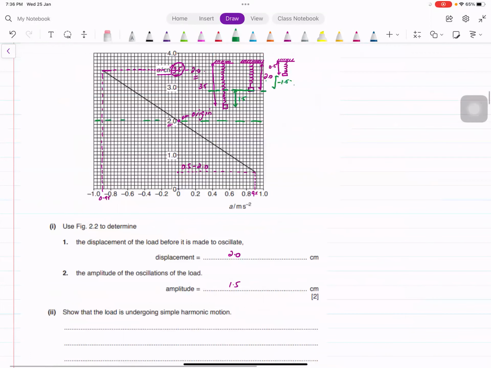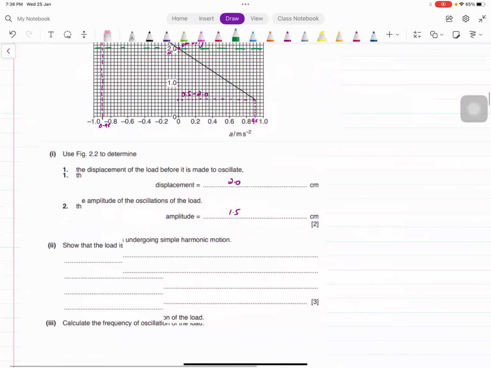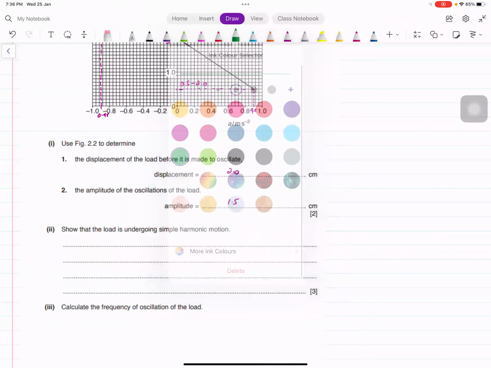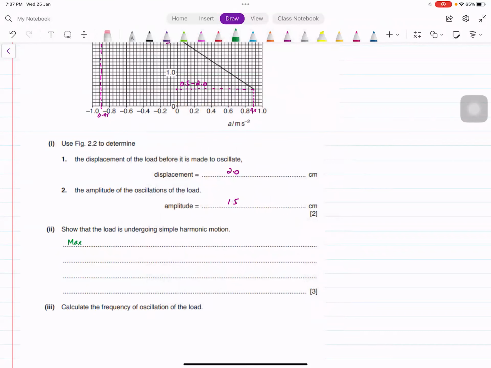Now, then it says show that the load is undergoing simple harmonic motion. This is a very similar question to the one we did just now, right? So how do we write this? We are going to say that the maximum magnitude of acceleration is at the maximum magnitude of displacement. All right, so it's 1.5, as you can see. So that's 1 mark, right?